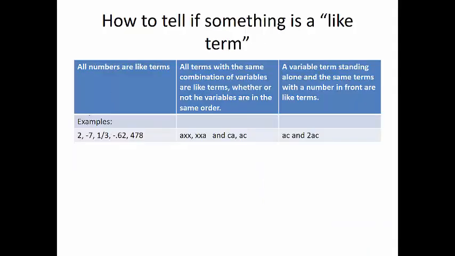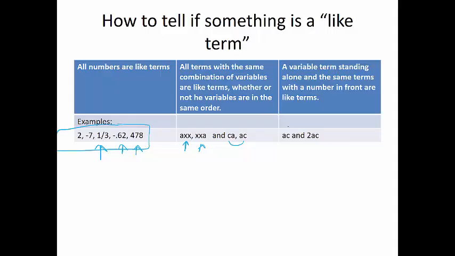So how to tell if something's a like term again? All numbers are like terms, even if they look different, like a fraction or a decimal or a negative. As long as it's a number, it would be a like term to another number. All terms with the same combinations of variables are like terms, whether or not the variables are in the same order. AXX, XXA. These would be like terms because they both have two x's and an a. These would be like terms because they both have a c and an a.